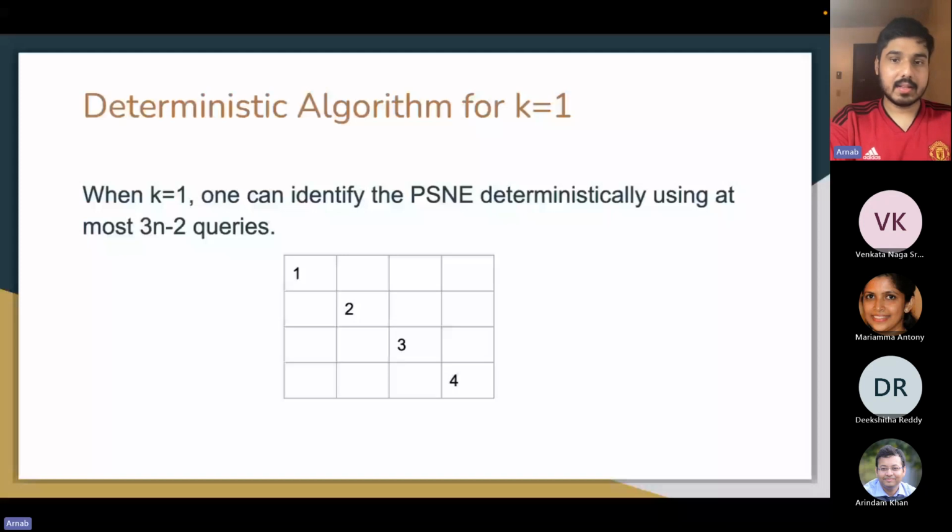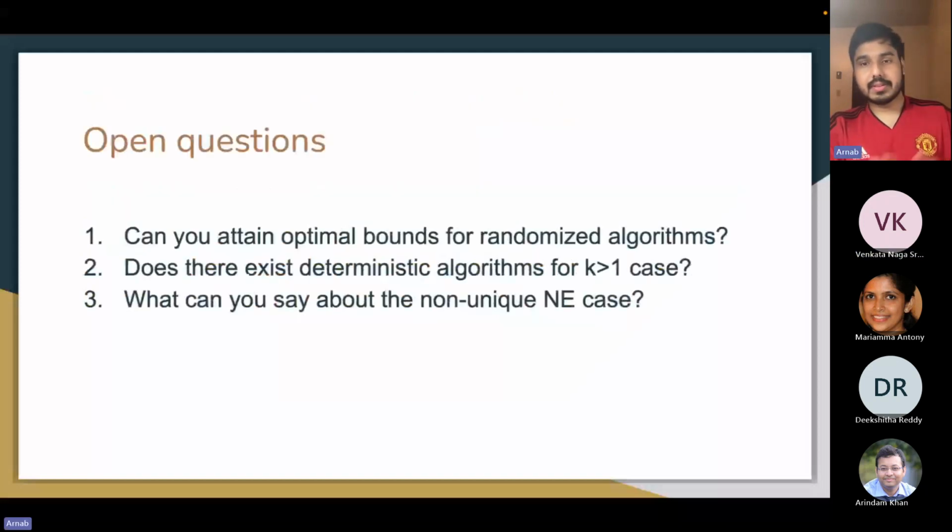So this leads to the open questions. The first open question is that, as you saw, although the bound is n times poly k, it's not optimal yet.